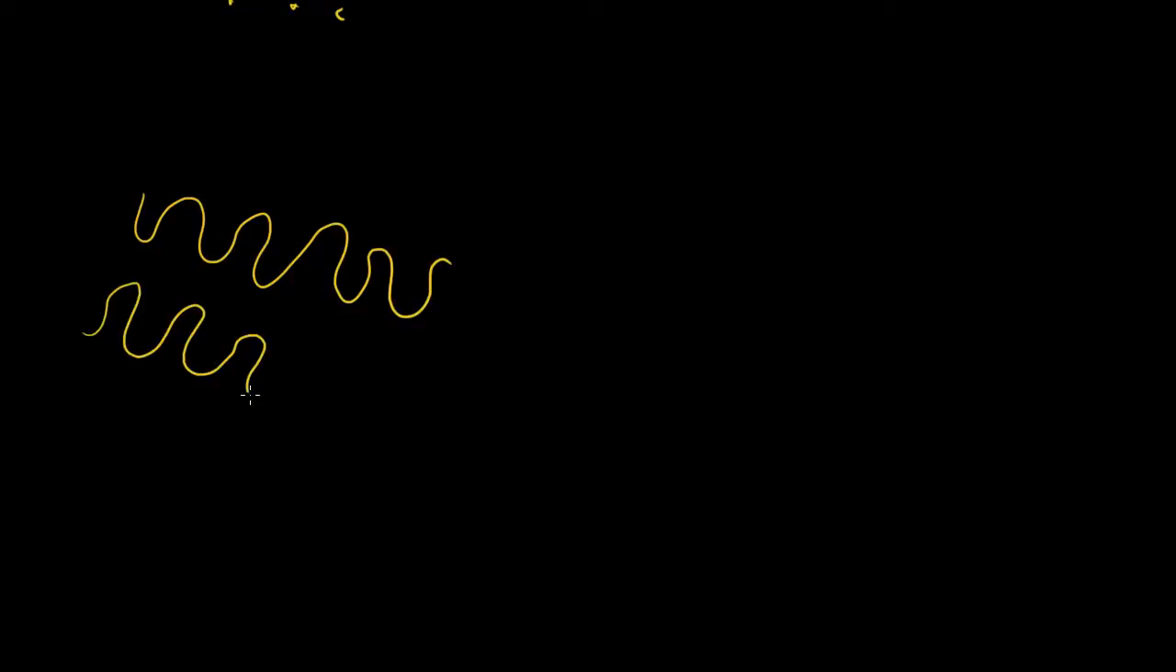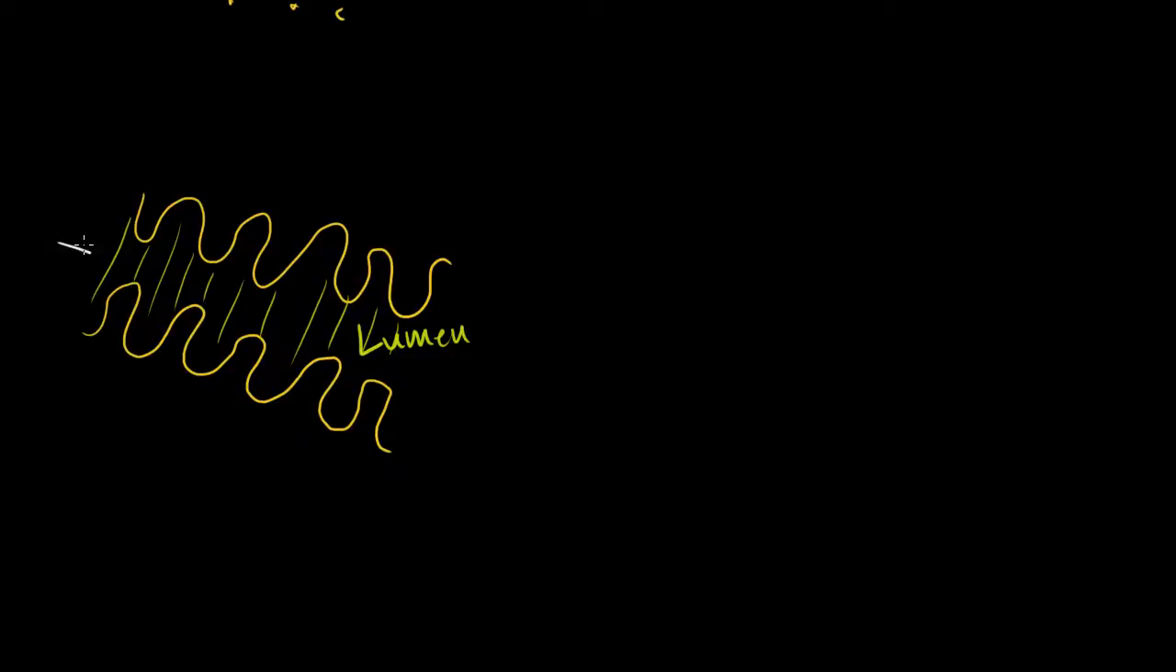So let me draw the inside of the nephron. Actually, let me draw it a little bit differently, because the proximal tubule has these little things that stick out, sometimes referred to as a brush border. So this inside right here, this is our lumen. That is where the filtrate is. The glomerular filtrate is coming in this direction. You can imagine this as the inside of the nephron.